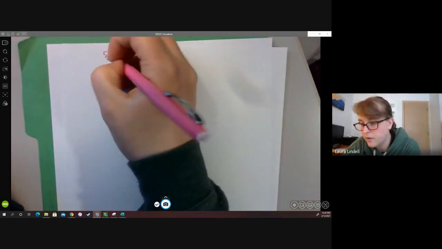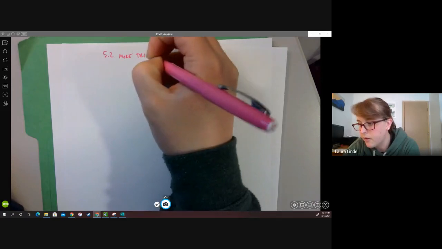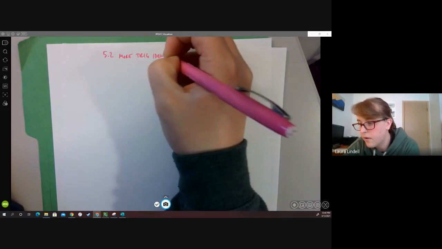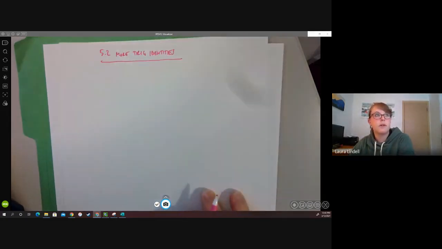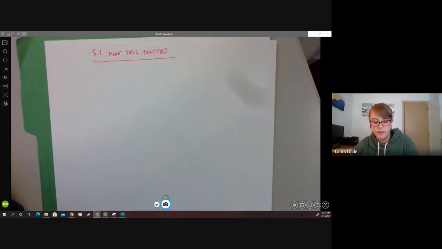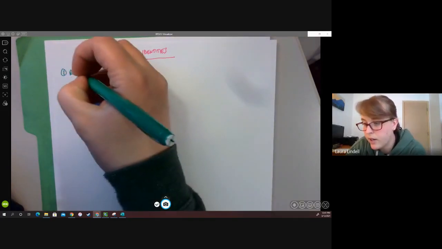So 5.2, more trig identities. And whenever we're working with trig identities, it's a good idea to have your trig identities written down somewhere. So just to remind us really quick, we had the reciprocal and quotient identities.